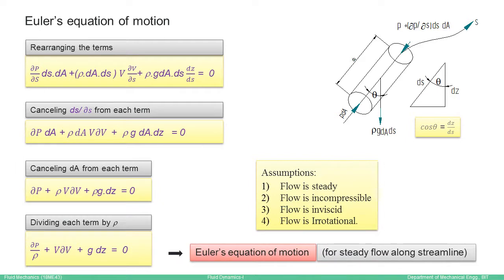And this is called Euler's equation of motion applied for steady flow along a streamline. And one of the assumptions is applied here, and we can apply the later assumptions in the next slide.